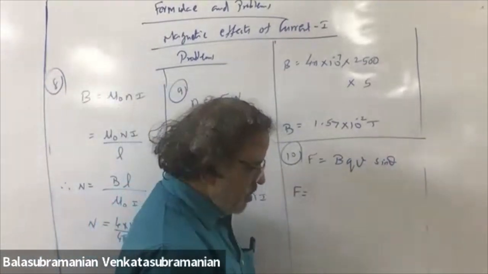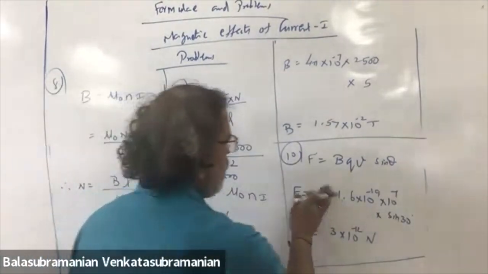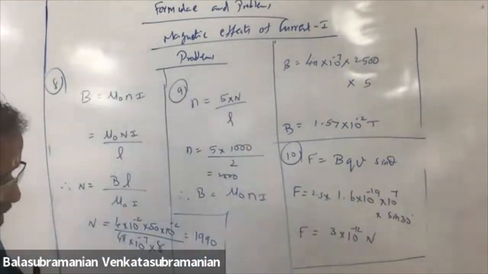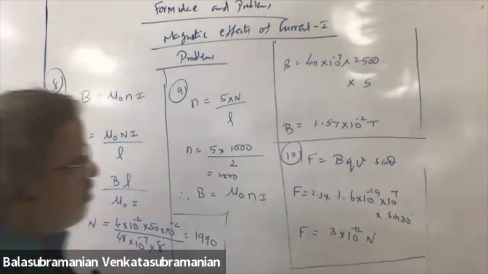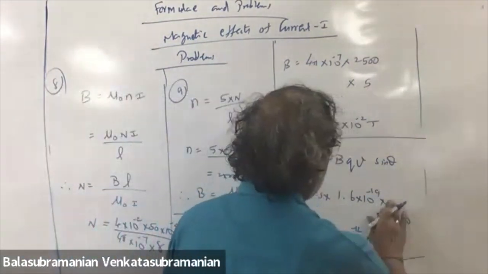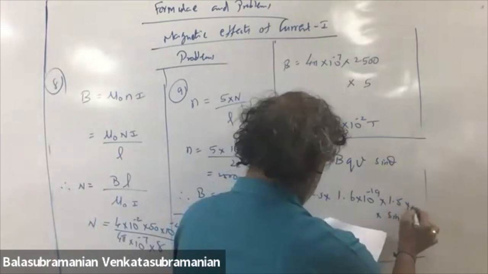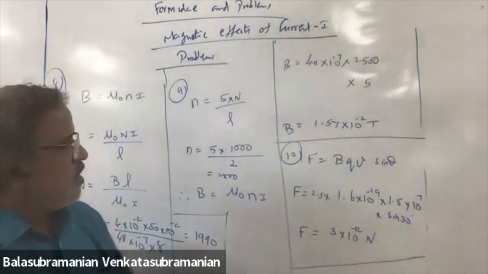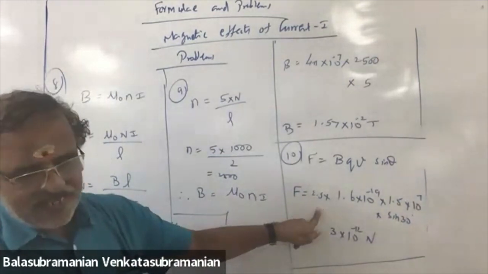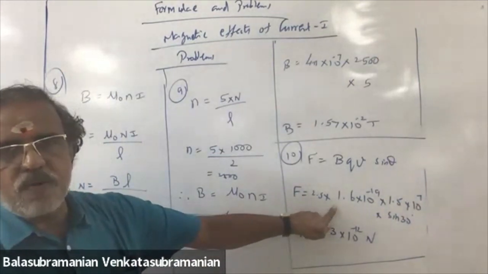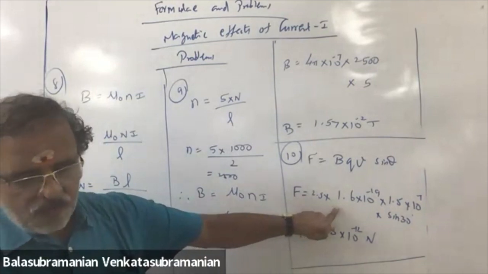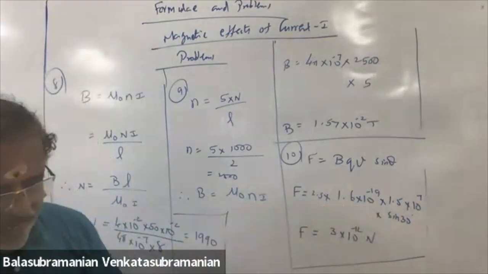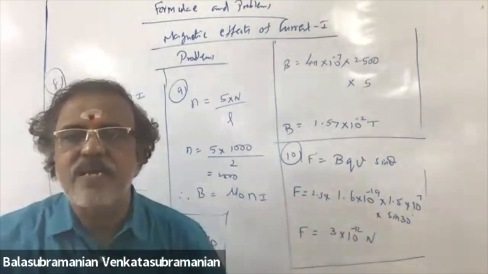Straight. What is B given? B is 2.5 Tesla, then charge 1.6 into 10 power minus 19, then velocity 1.5 into 10 power 7, sin 30. Rearrange, and you will get 3 into 10 power minus 12 newton.